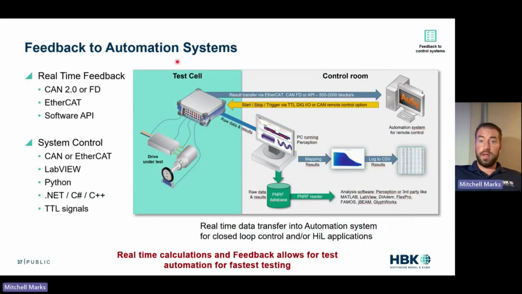And we offer feedback to automation systems. Because we do all our calculations in real time, we can feed answers back to the automation system at 2 kilohertz. So as soon as you have your measurement, you can move to the next point, measure the next point, measure the next point, with a really nice handshake where we can feed back over EtherCAT or CAN at up to 2 kilohertz, and we can receive start, stop, trigger, change range, change reading over CAN, EtherCAT, LabVIEW, Python, or .NET, C#. We have an API. So real-time calculations and feedback allow for test automation, so you can test at the fastest rate, so you can save more time and more money.